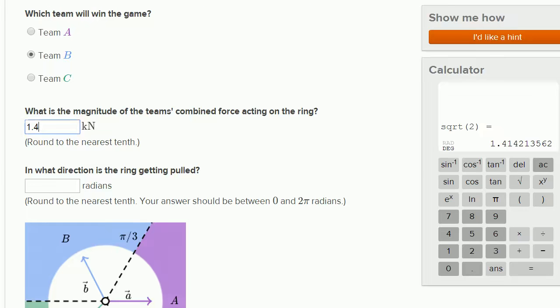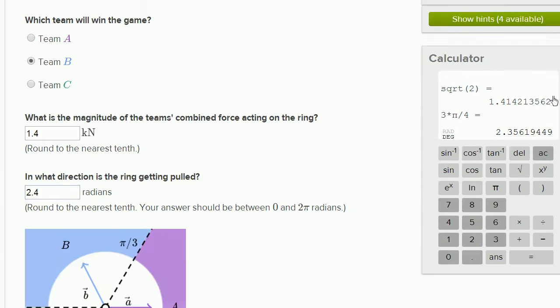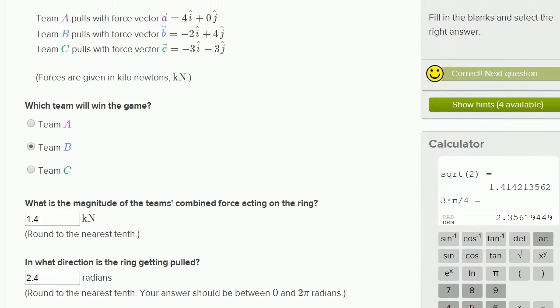So let's go back over here. Now they want us to round it to the nearest tenth. So let's take 3 times pi divided by 4, which is equal to 2.356. Rounded to the nearest tenth, that would be 2.4 radians. So approximately 2.4 radians, and we got it right.